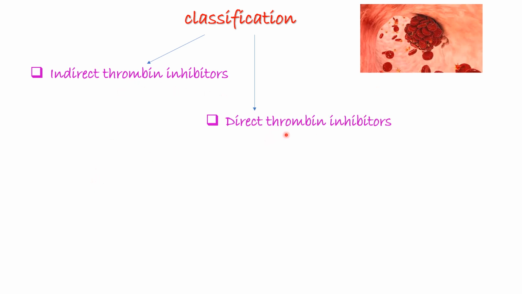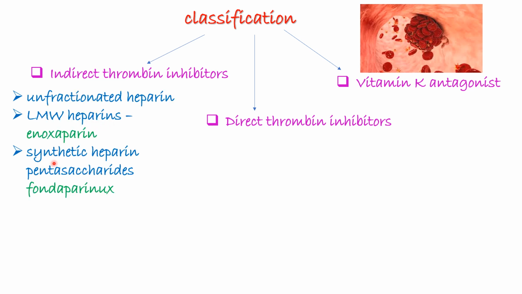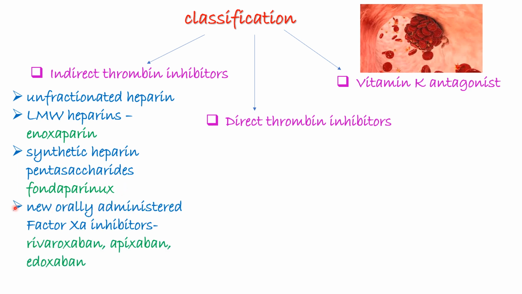Under the classification of anticoagulants, we have indirect thrombin inhibitors, and here is where we have the heparin. We have direct thrombin inhibitors, and then we have vitamin K antagonists. Under indirect thrombin inhibitors, as I said, here is where we have our heparins. And our heparins, we have unfractionated heparin, low molecular weight heparin, synthetic pentasaccharides, and then we have the newly orally administered factor 10 inhibitors. Among the four of them, the first three are drugs that are given either IV or subcutaneously using a syringe, whereas the last, just from the name, is an orally administered drug.